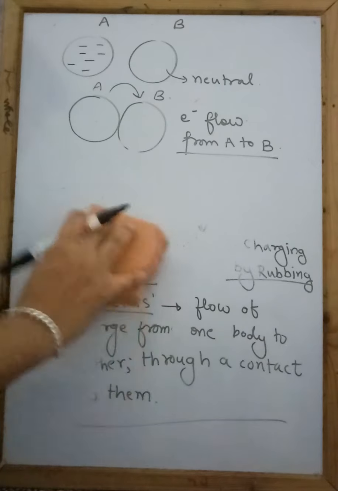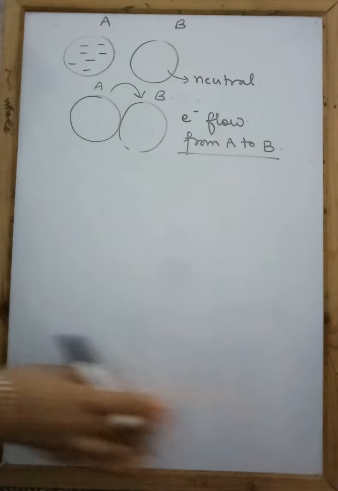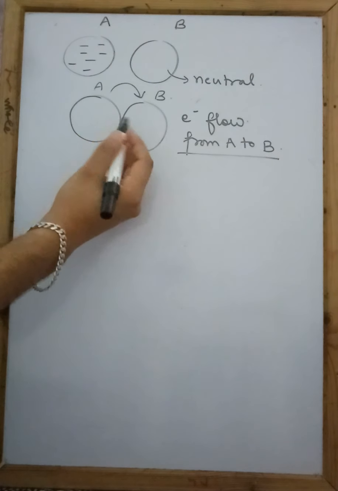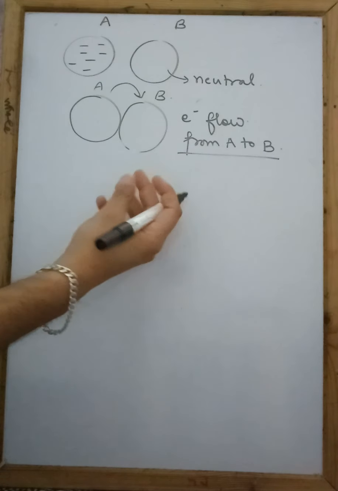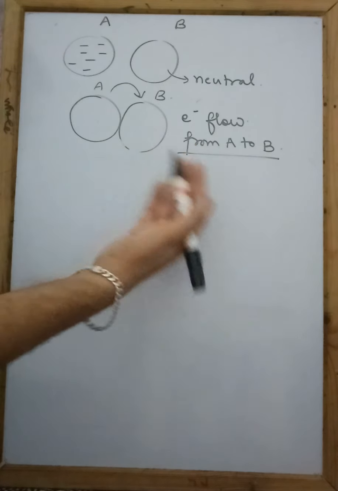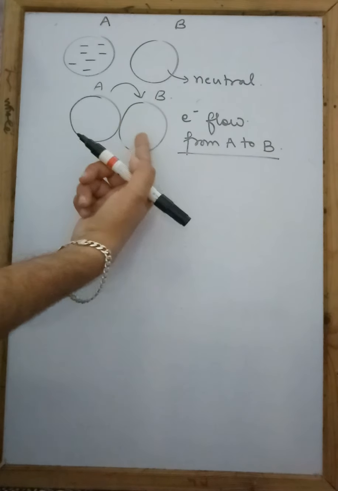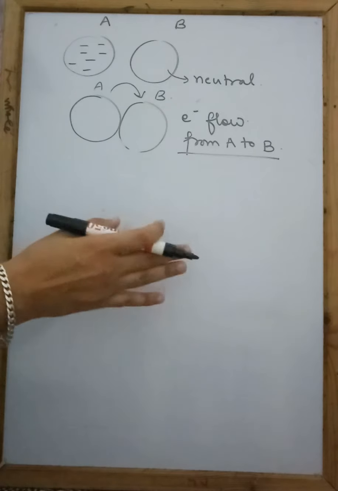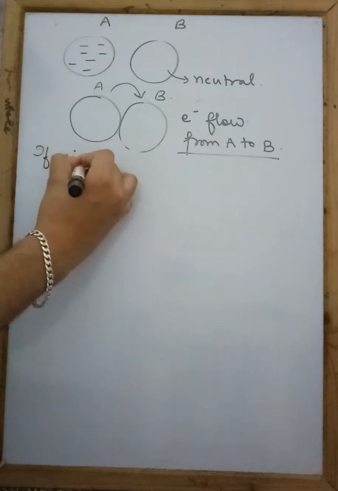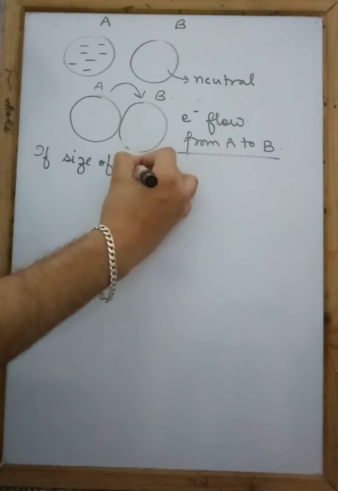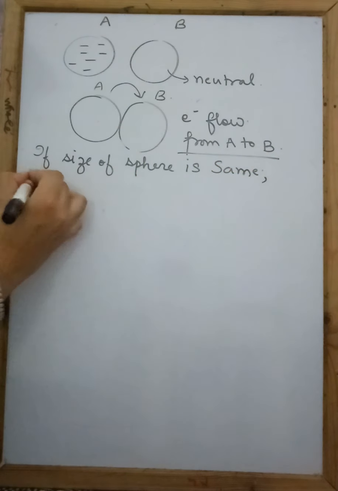Now this flow will take place till the charge on both the bodies becomes equal. The charges are only equal if the two spheres are made of the same material and have the same size. So till what time will this charge be transferred? That actually depends on the size of the two spheres. There is something known as potential. The charge is transferred till the potential becomes the same. But let me not go into the details of potential right now. Let us assume that the size of the spheres is the same.